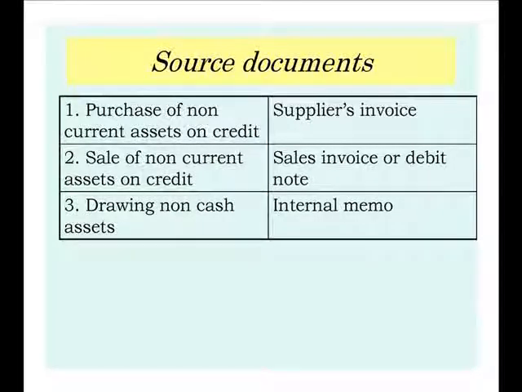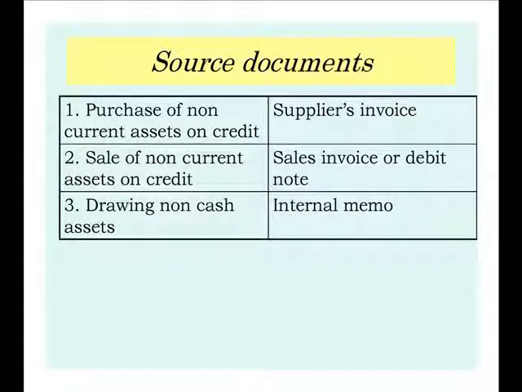Purchase of non-current assets on credit, supplier's invoice. Sale of non-current assets on credit. In some organizations it is a sales invoice, in others it is a debit note. The more appropriate one is the debit note. Invoices are normally issued for normal sales, but if it is non-current assets on credit, then we issue a debit note.